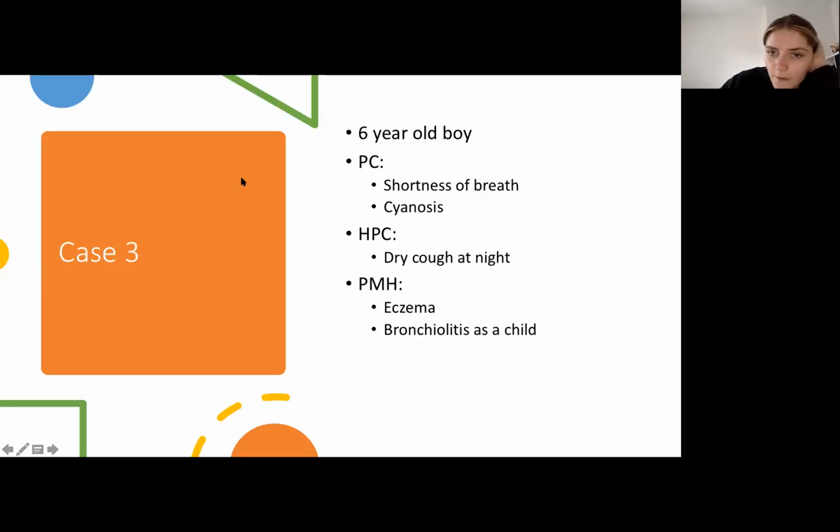Okay, so in terms of case 3, this is a 6-year-old boy. He has come in with shortness of breath and cyanosis. He has had a dry cough at night for the last couple of months. Mum's not really thought much of it. He's got a history of eczema, and he had bronchiolitis quite a lot as a child. Does anyone have any ideas on what this one could be?